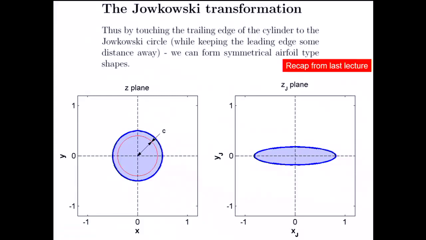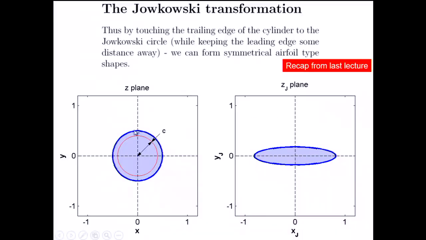All right, so here is an example of how the Joukowsky transformation works. This is the original plane, and this red circle here is the Joukowsky circle with a radius of c, and these two points are the critical points. And this blue circle, which is slightly larger than that, is the circle we want to transform to the new plane.